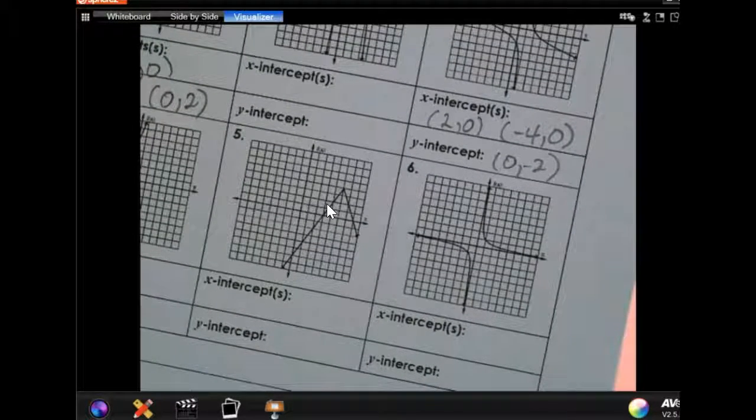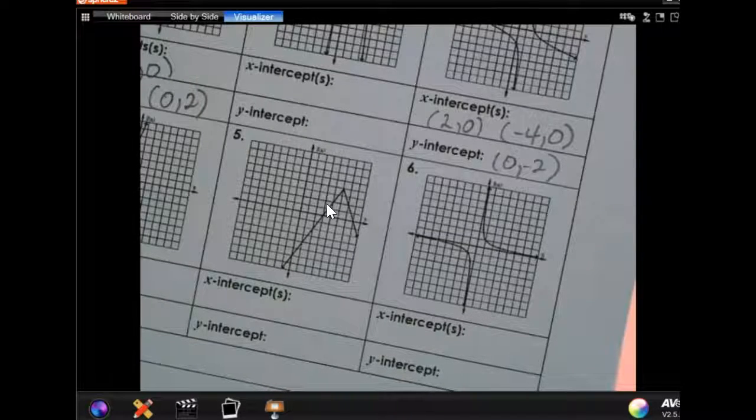Okay, looking at number 4. Do we touch the x-axis? So there is none. Right? We don't have an x-intercept there. How about number 5? None. Go on to number 6. Where do you touch the x-axis? Where do you touch the y-axis? So none on both. What kind of function is this?